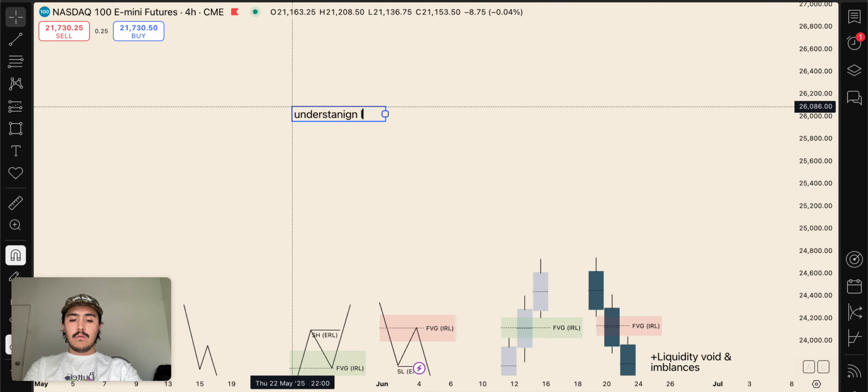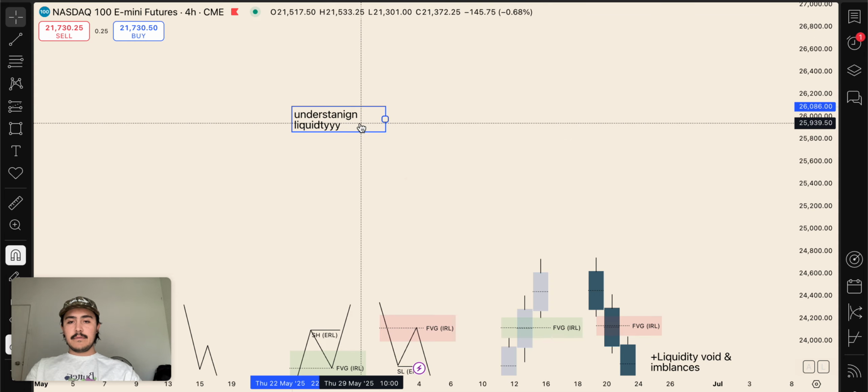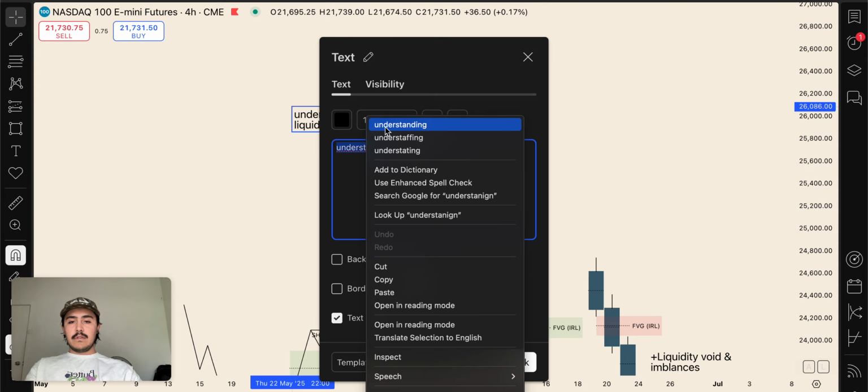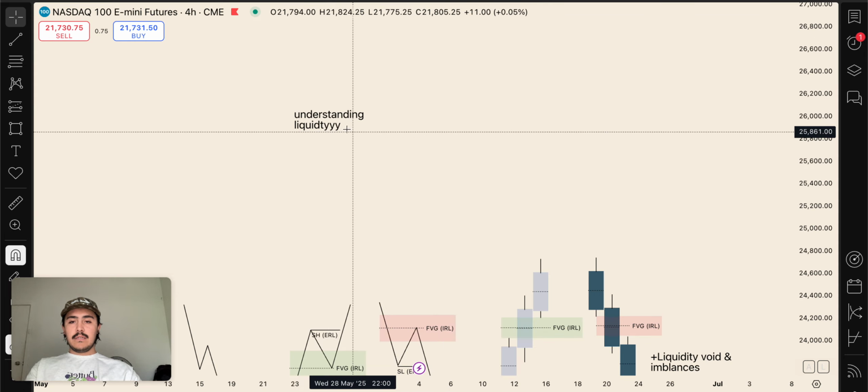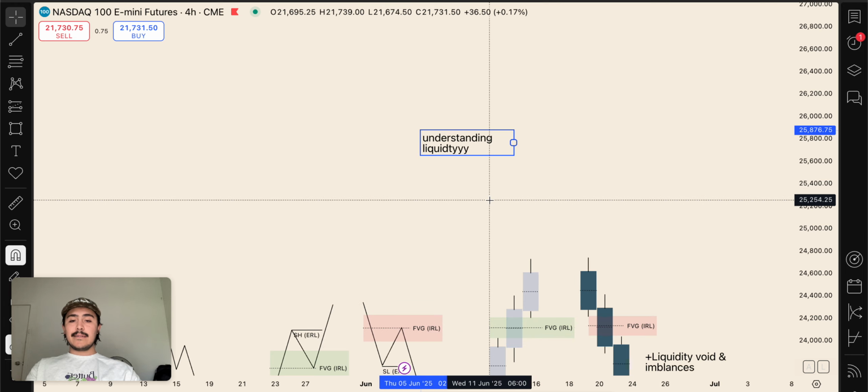So, a lesson of the day is, from the title, I bet you can tell, understanding liquidity. That's not a right spell, right? None of it is. Liquidity, that is the lesson.